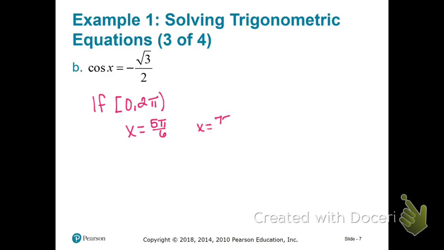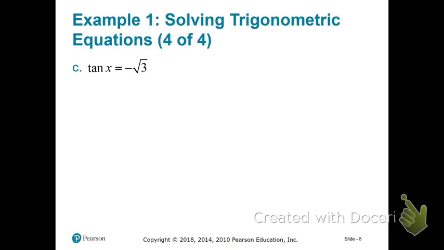And my quadrant 3 answer is just going to be that 7 pi over 6 that we got, because it's between 0 and 2 pi. But we don't add the 2 pi in because we're restricted. All right, and then on C. Now C, with tangent, we have to be careful because remember it was tricky.